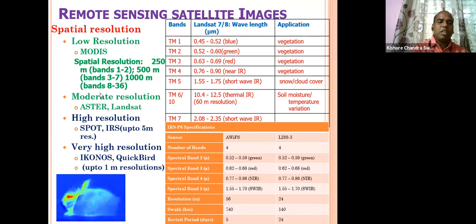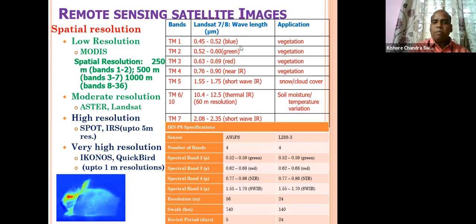And if you have medium, the moderate resolutions are there, like ASTER and Landsat. This is the Landsat. We have Landsat 7, 8. They will launch Landsat satellite 9, because Landsat is mostly for agriculture vegetation purpose. We use Landsat, and we are also using IRS, Indian Remote Sensing Satellite.